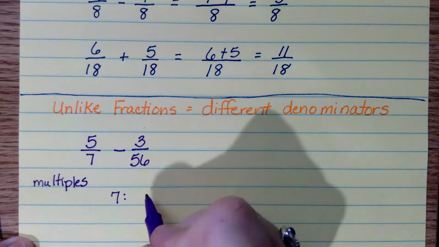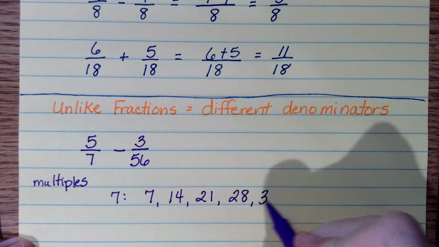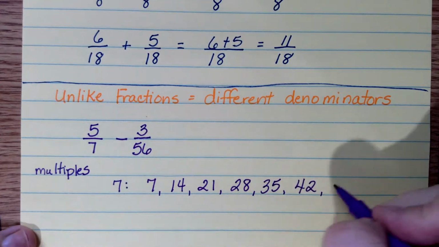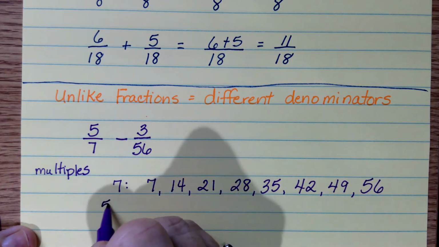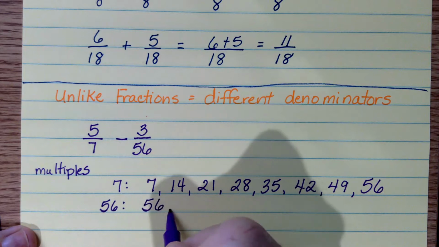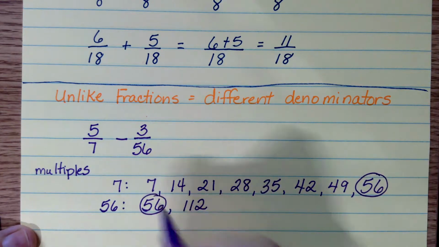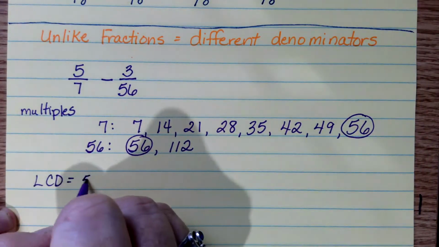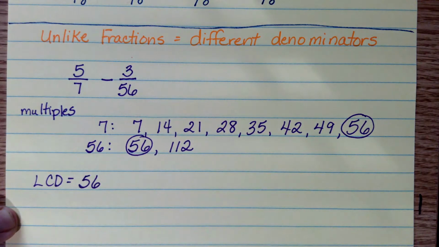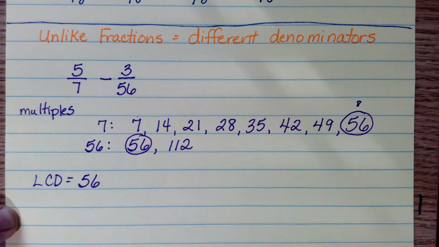So the multiples of 7 are 7, 14, 21, 28, 35, 42, 49, and 56. Multiples of 56 are 56, 112. We don't really need to go any further because we have a least common denominator here. Our least common denominator, or LCD, is going to be equal to 56. So what do we have to do to get our 7 to 56? We have to multiply by 1, 2, 3, 4, 5, 6, 7, 8, because 56 is the 8th multiple.